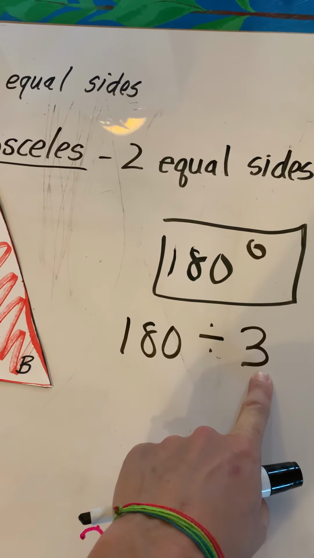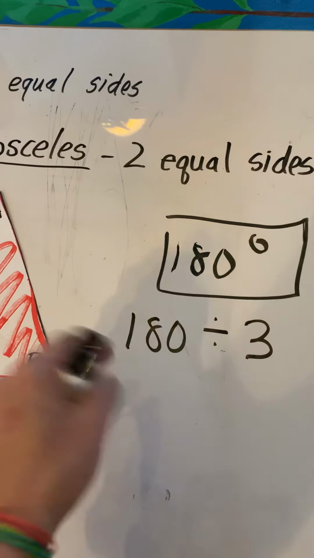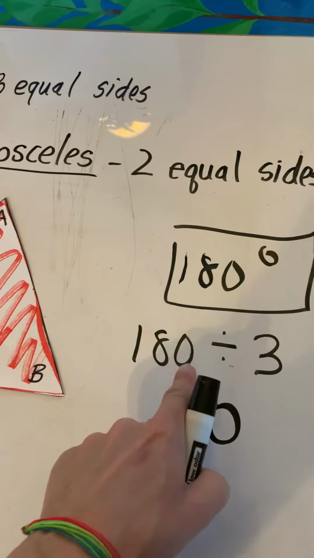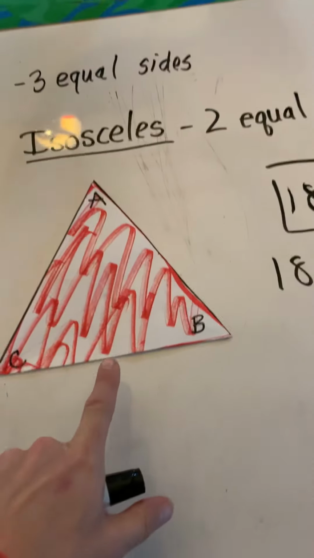So what is 180 divided by 3? Well, 3 times 6 equals 18. So that would be 6 tens. And then we just have our 0 here, so we know it would be 60, because 60 times 3 is 180. So each angle is going to be 60 degrees.